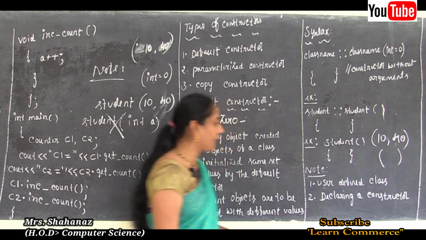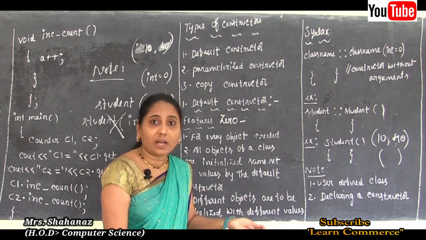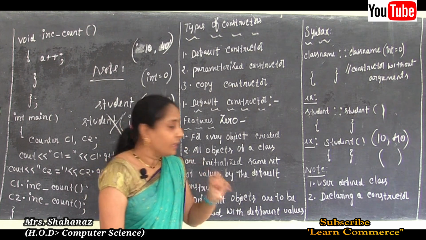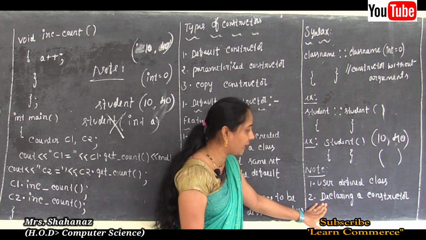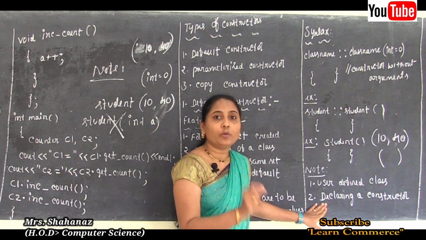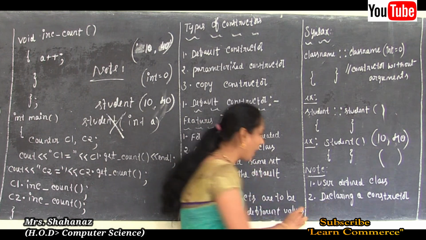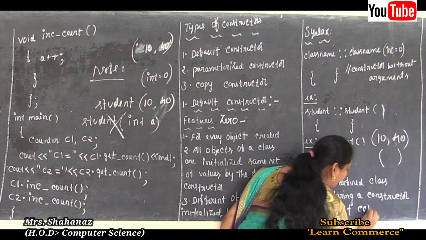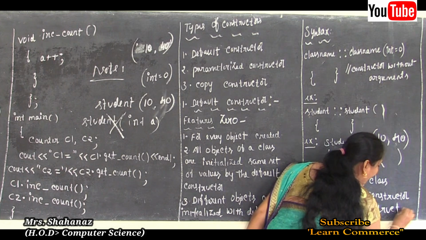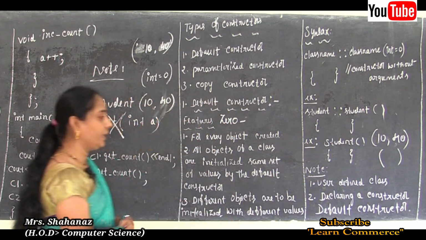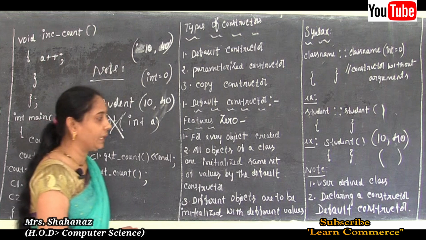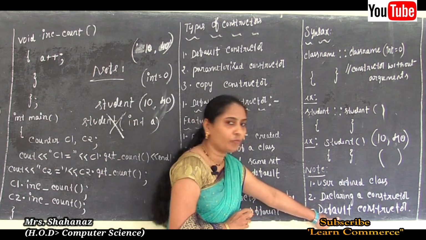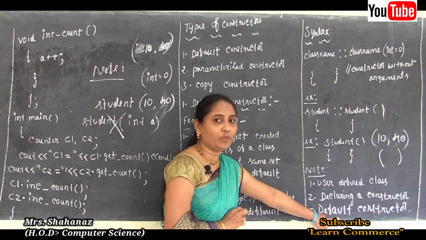And the second note: declaring a constructor with arguments means it is going to hide which constructor? It is going to hide the default constructor. Clear this point here? It hides our default constructor. So if in our class you declare a constructor with arguments, that means it is going to hide our default constructor. Why? Because what is the meaning of the default constructor?